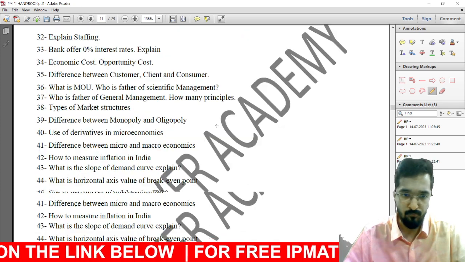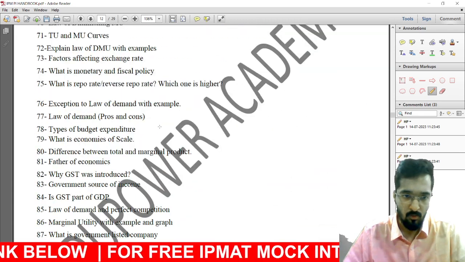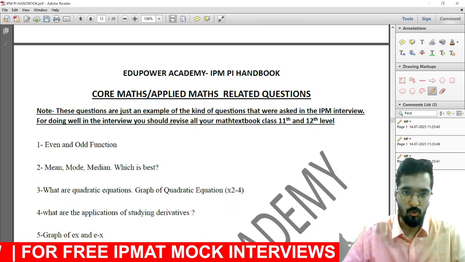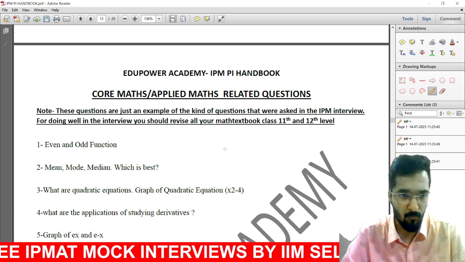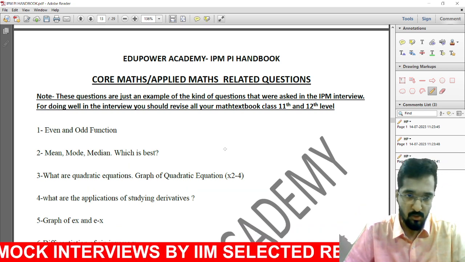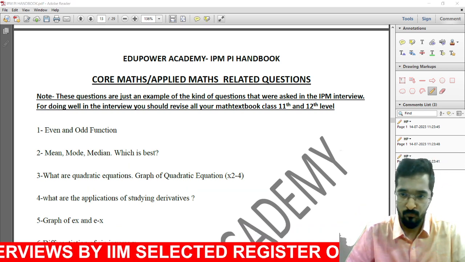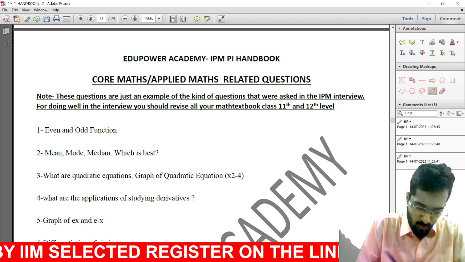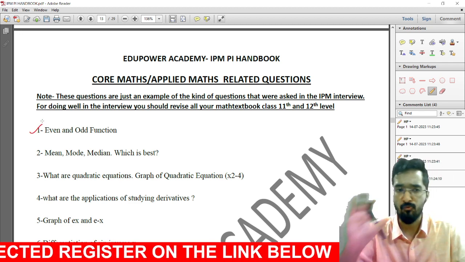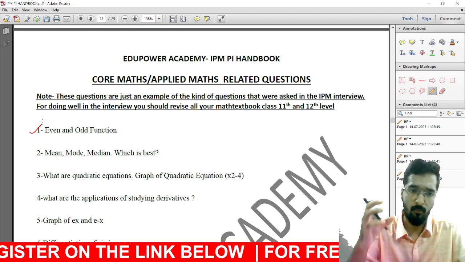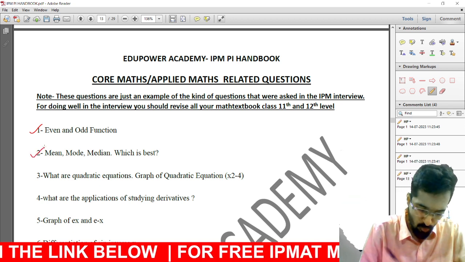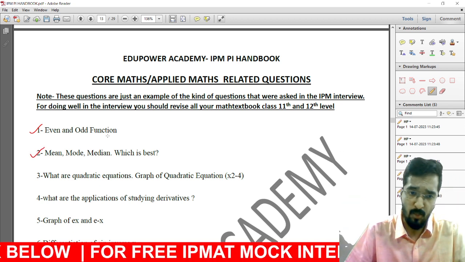Page number 11. It has questions related to both core maths and applied maths. Question number 1 is even and odd functions. A question related to even and odd functions is asked. That means the functions chapter is important. Next is a question related to mode, mean and median. That means the statistics chapter is important.